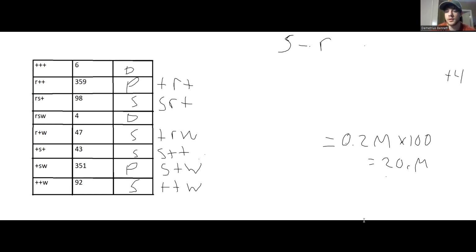And we're going to need this initial value, this recombination frequency of 0.2 morgans. So I'm just going to keep this up here so we can use that later.